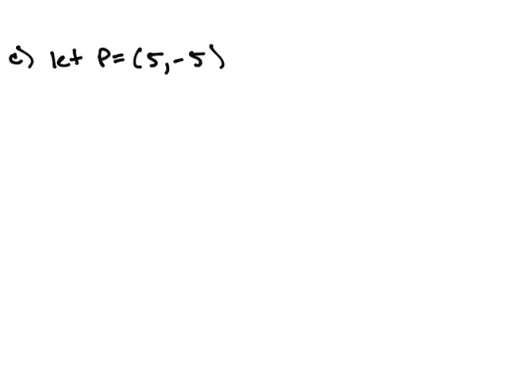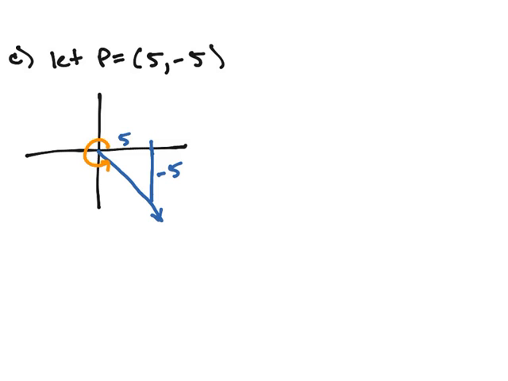Okay, we're going to try the point 5, negative 5. So I'm going to plot that. I'm going to go over positive 5, down negative 5, draw the terminal side of my angle, and my angle really is going almost all the way around the circle. But the angle we're going to work off of, let that be theta.